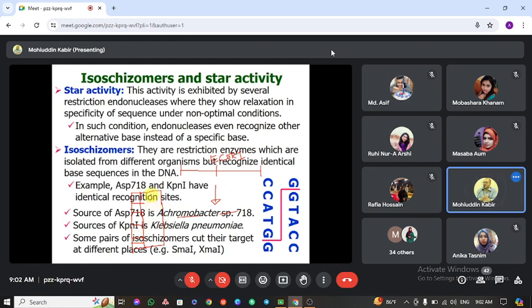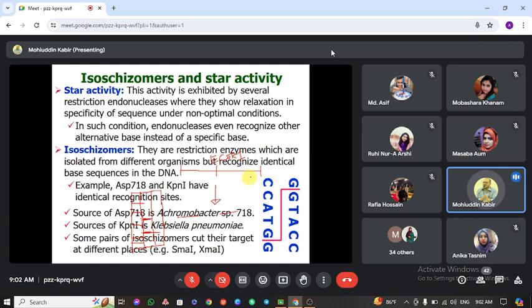We'll be finding only 2 bands. Let's say one band is here and another band is here, 2 bands. So that is under optimal condition.